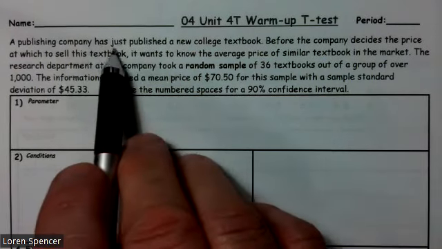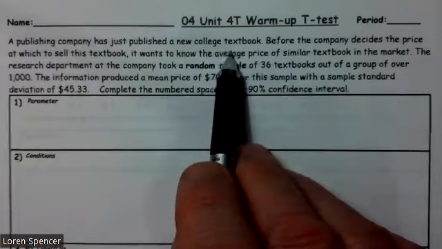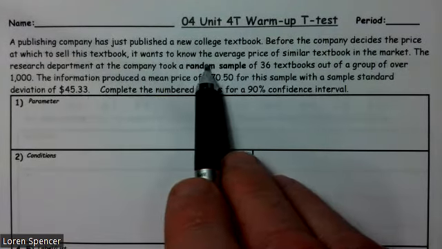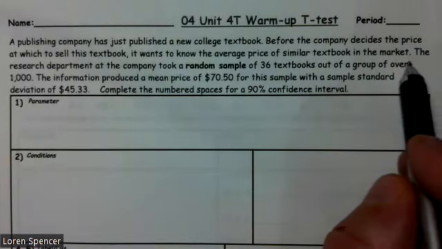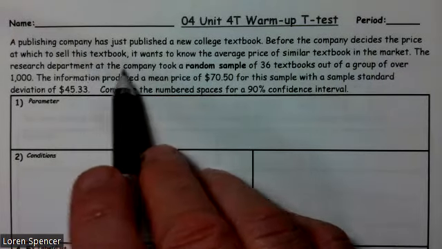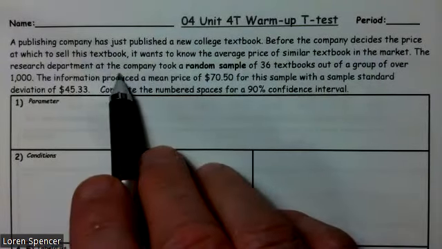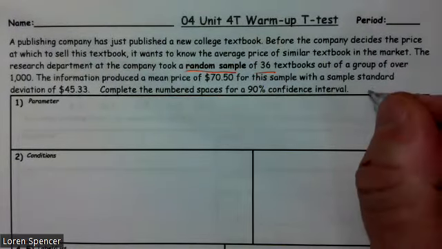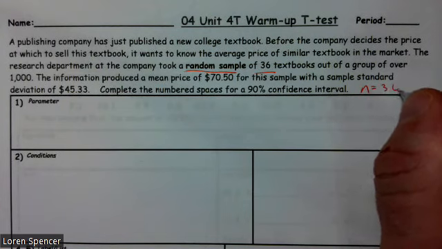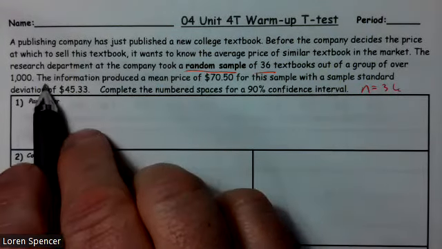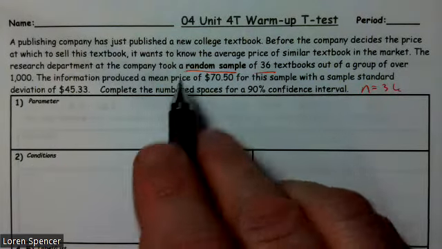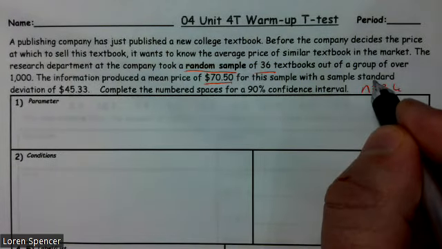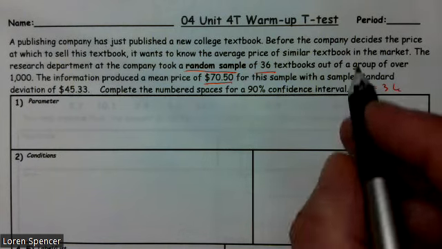So a publishing company has just published a new college textbook. Before the company decides the price at which to sell a textbook, it wants to know the average price of similar textbooks on the market. The research department at the company took a random sample of 36, so N is 36, textbooks out of a group of over 1,000. The information produced a mean price of 70.5 for this sample with a sample standard deviation of 45.3.